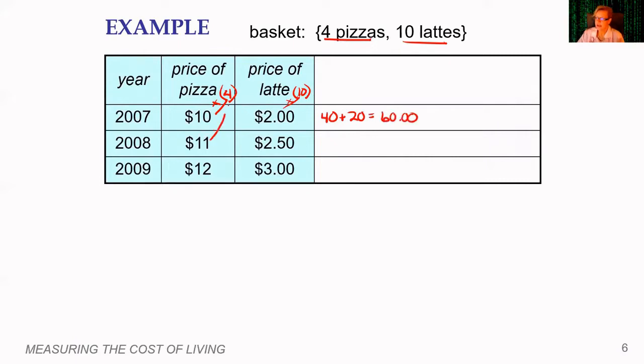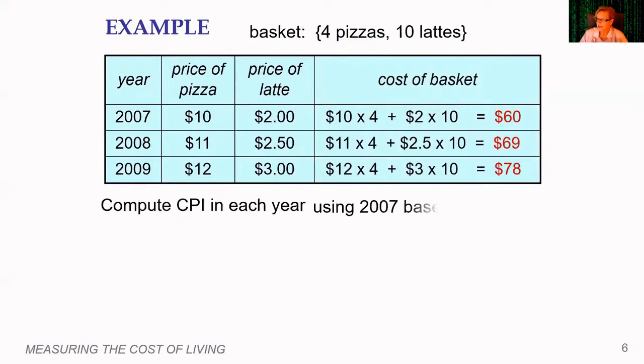I'm going to do the same thing for 2008. 11 times 4 is 44. 2.50 times 10 is 25. And I have $69. 2009, 12 times 4 is 48. And 3 times 10 is 30. So this is the basket's cost in each year: 60 for 2007, 69 for 2008, and 78 for 2009. So there's our 60, our 69, and 78.